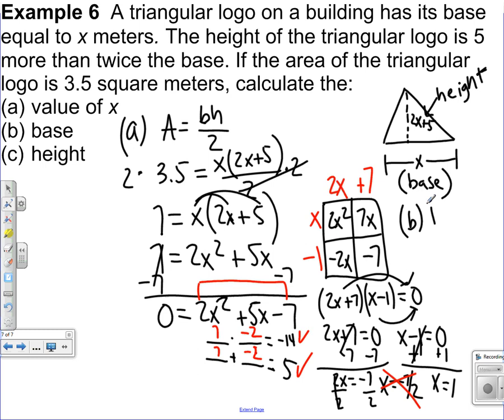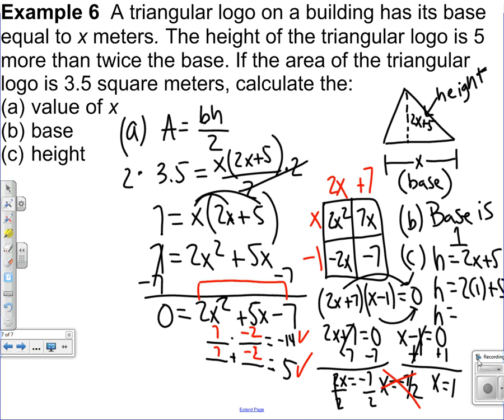Part B, base is 1. And why is the base 1? Because the base was x. What was x? That made sense. X was 1. To find the height, well, the height was 2x plus 5. Let's substitute 1 in for x and find out how much our height is. 2 times 1 is 2, plus 5 is 7. There you have it. A nice application problem solved using the factoring method to solve quadratic equations.